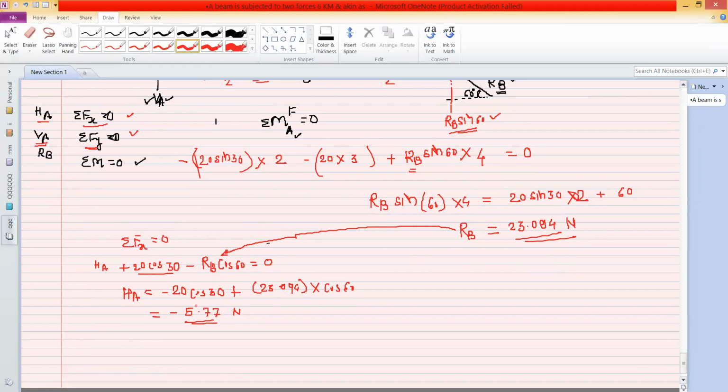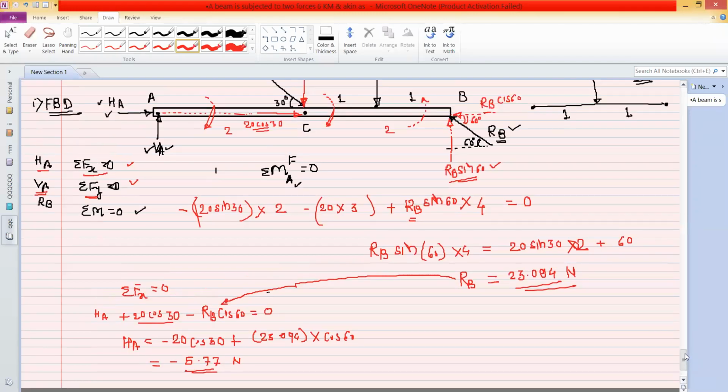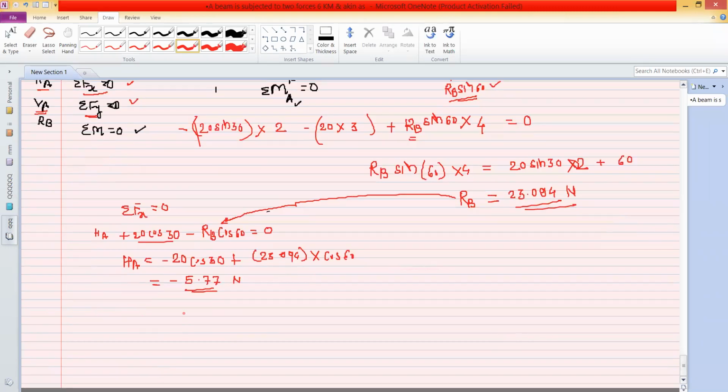Okay, you can cross check the answer. As the HA value is negative, that means our assumed direction is incorrect. So we have to take the direction of HA on the negative x side. So we can write here, HA value is minus 5.77.